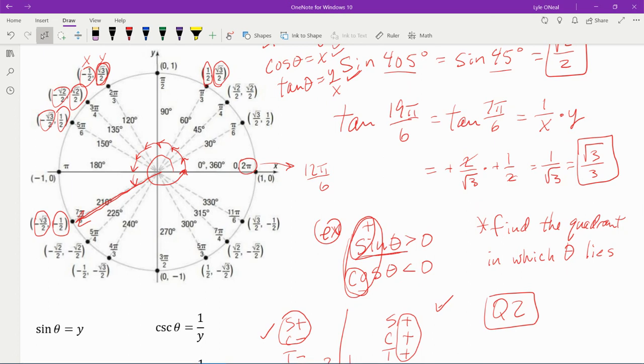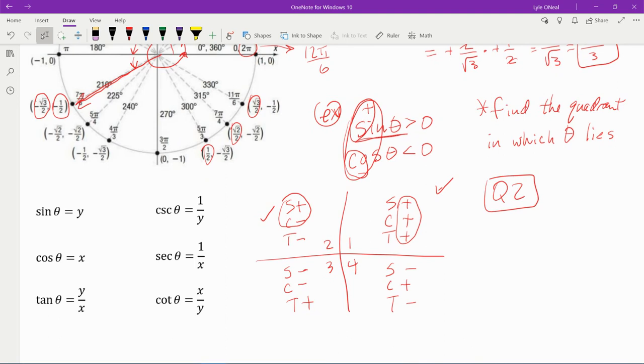And then the same pattern continues for the third and the fourth quadrant, okay? In the third quadrant, tangent would be positive because negative divided by a negative makes a positive. And in the fourth quadrant, notice that all of the x's are positive. Cosine is x, so cosine is positive. So that's why the chart works.